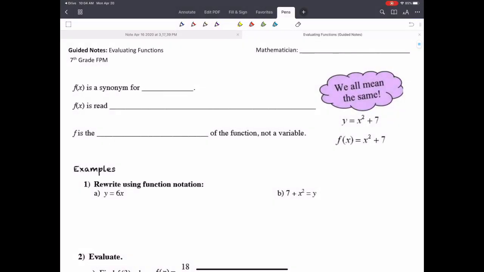Hey everybody, today we're going to go over how to evaluate functions. Should be a pretty simple lesson. It's very similar to substituting for algebraic expressions. All right, so let's get started.